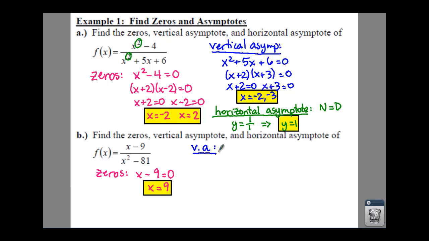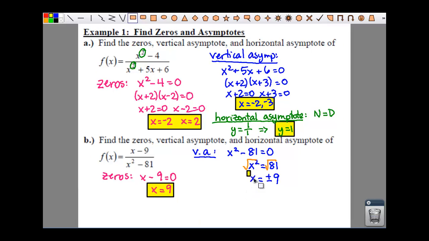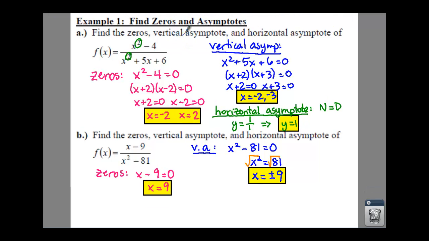Vertical asymptote, your VA, you're going to say x squared minus 81 equals 0. Factor that, or since you have just an x squared, you could move 81 over here. The only problem with this, what some of you are going to do is take the square root of both sides, and you're like, x is equal to 9. And I'm going to be like, haha, you are wrong. You have an x squared, that means you have two answers. When you find the square root of 81, you get a plus and minus 9. So be careful when you are finding those.